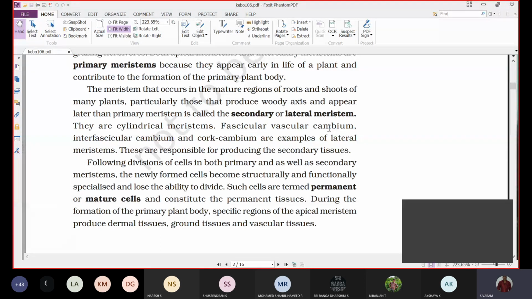One layer will come when you try to pull out. In the case of old trees, when you try to remove the outer layer, a thick outer layer will come out. That is nothing but a cork. And the meristem that is responsible for the formation of this cork, we are calling a cork cambium.